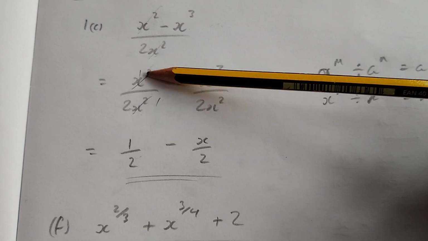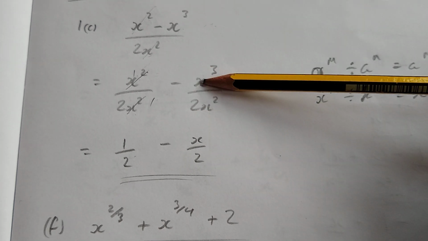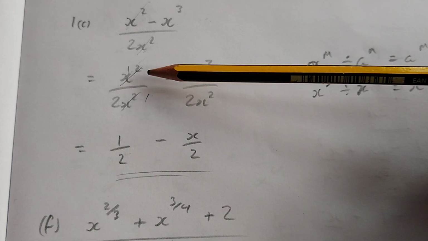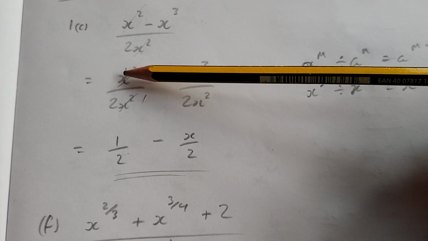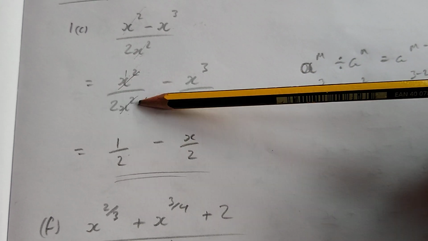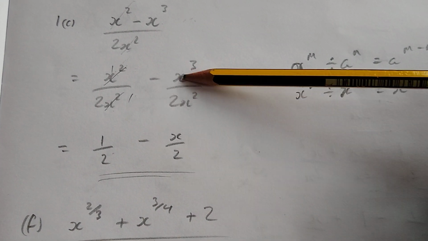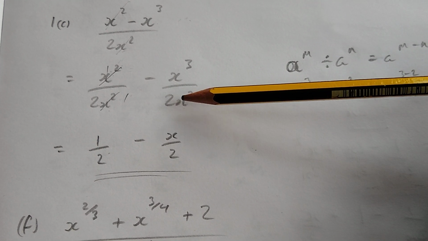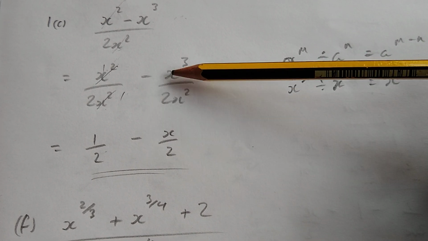So x squared divided by 2x squared minus x cubed divided by 2x squared. Now once we've done that, we have x squared divided by x squared, which simplifies to 1 over 1. So we're left with 1 over 2 times 1, which is a half. Then x cubed divided by x squared. Hopefully we just look at that and think, oh, that's just x. And we've still got the 2 in the denominator, so it'll be x over 2.